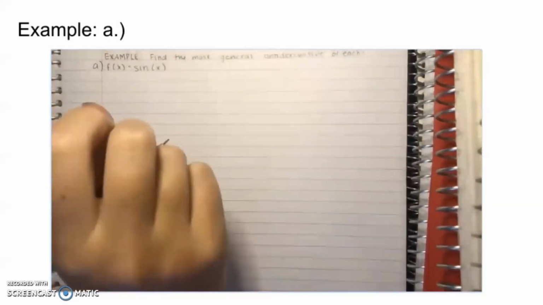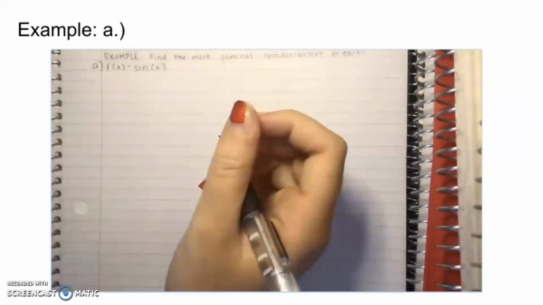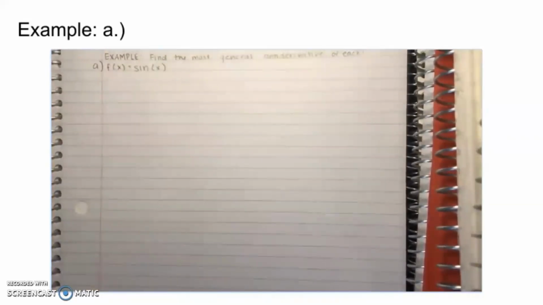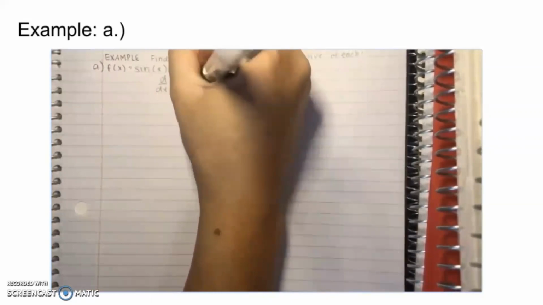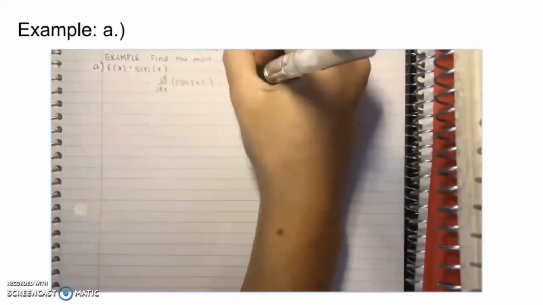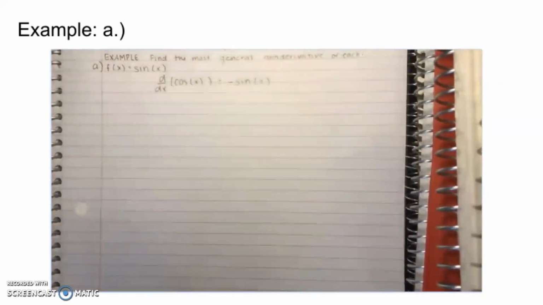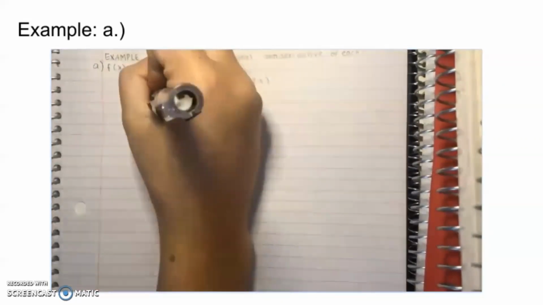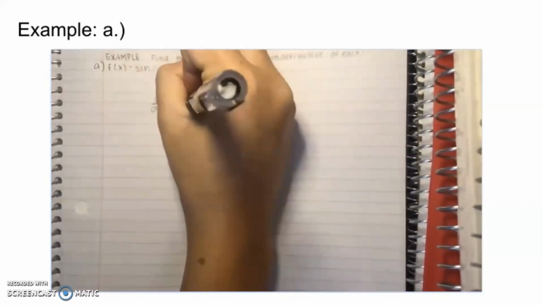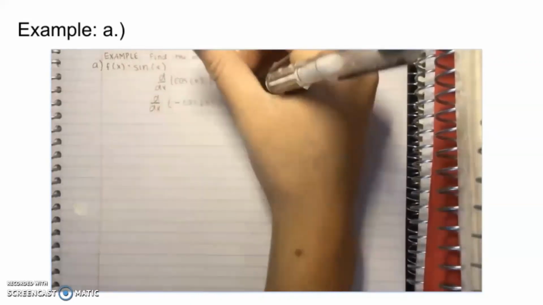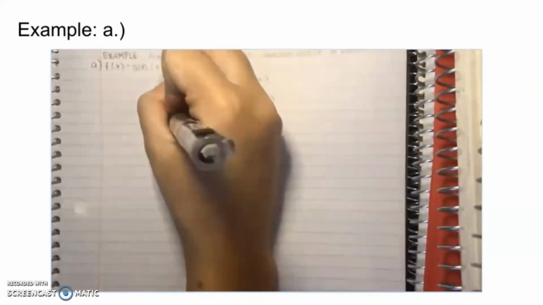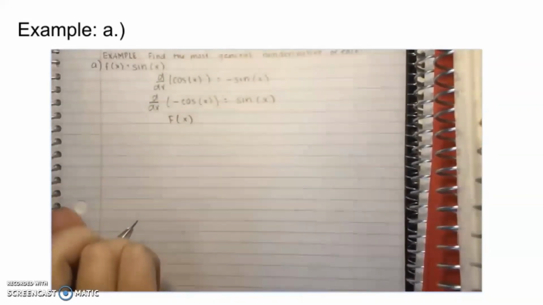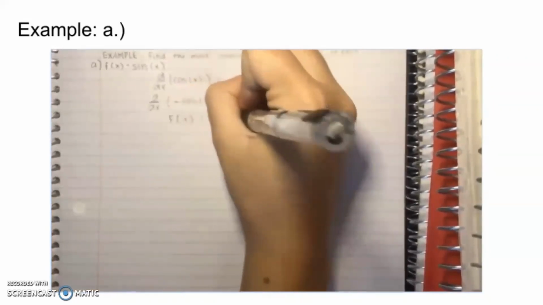So to do this, we need to think of what trig function sine x is the derivative of. Well, we know that if we take the derivative of cosine x, it equals negative sine x. Since we know that, we have to think about the patterns in signs. So if we take the derivative of negative cosine x, we get sine x, which would look like capital F of x equals negative cosine x.